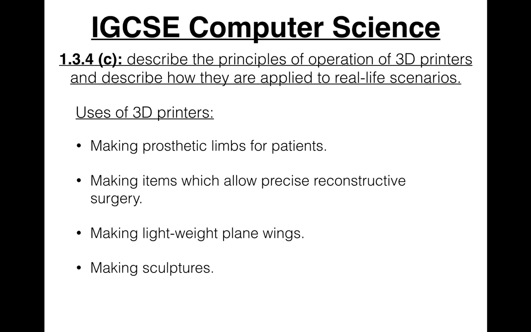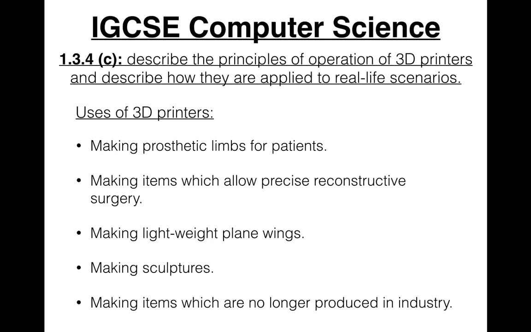Making sculptures, like art sculptures of models, doesn't really require an explanation here. And also making items which are no longer produced in industry. I think this is especially important, because if you're watching this now and you're like 70, you might realize that some of the stuff that you had back then isn't produced anymore. So with 3D printing, you can design it and then print it. So yeah, that's pretty much it.